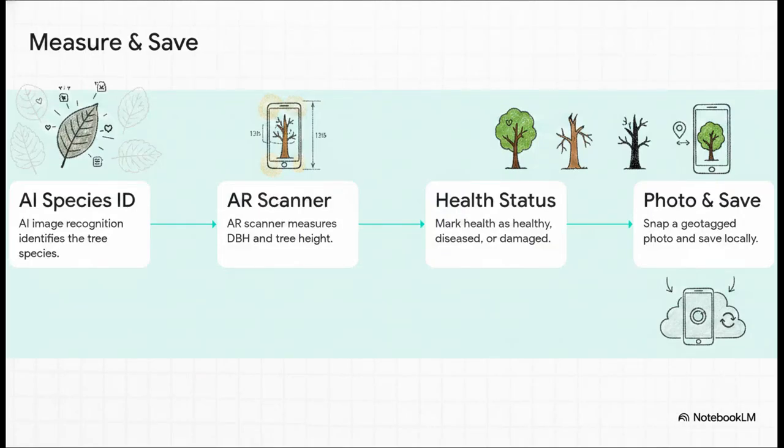All right, back to our surveyor. Steps 4 through 7 are basically digital superpowers. Step 4, you point your camera and the AI instantly identifies the species from the leaves or bark. Teak, neem, banyan. It knows. Step 5, an AR scanner measures that DBH and height we just talked about, completely eliminating human measurement errors. Step 6, mark the health status. And Step 7, you snap a geotagged photo and hit save.